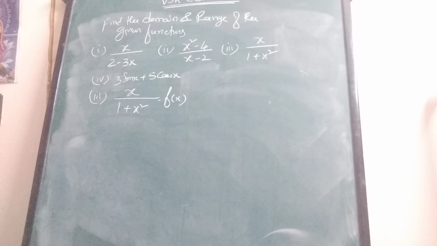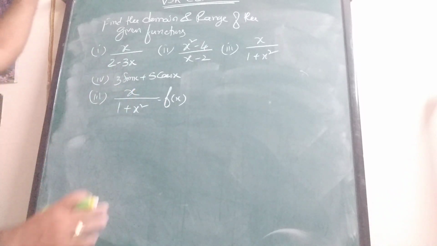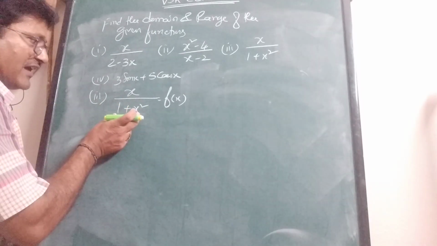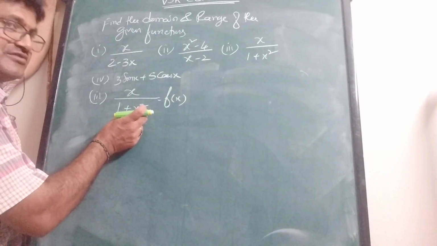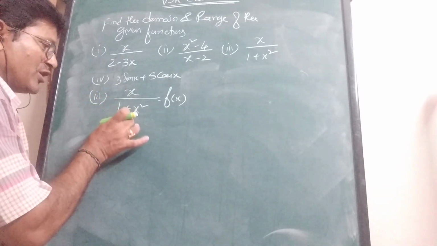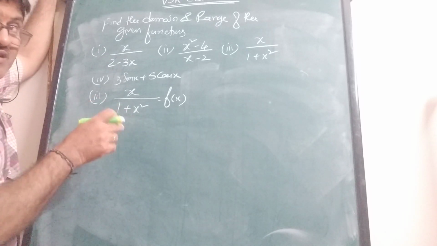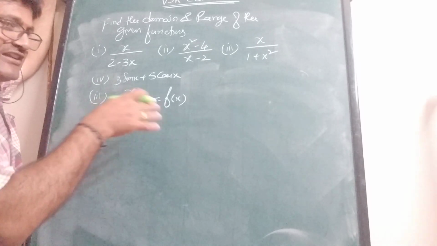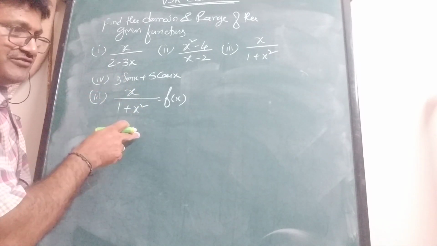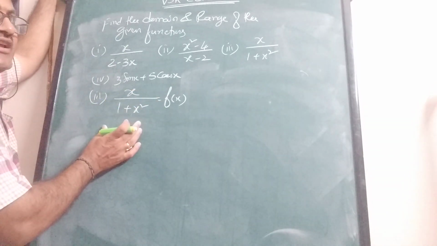Now this function, x by 1 plus x square, f of x, is given. How to solve? We have to find the domain. You see, x square is a positive value. Even if you give a negative x value, it becomes positive. Definitely the denominator never goes to 0, unless it is imaginary. But imaginary values will not be there, because we are dealing with real functions, not imaginary functions. So real numbers only exist here.